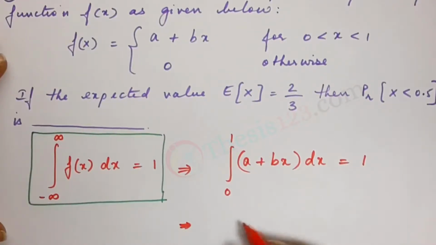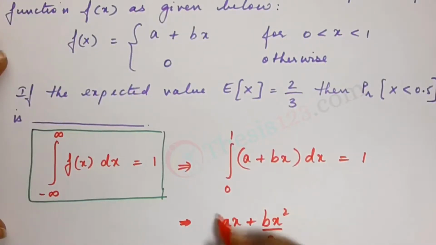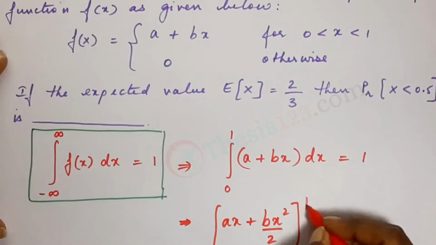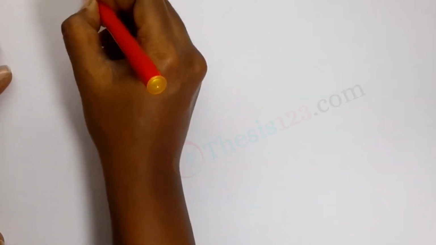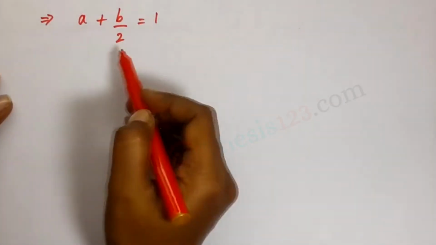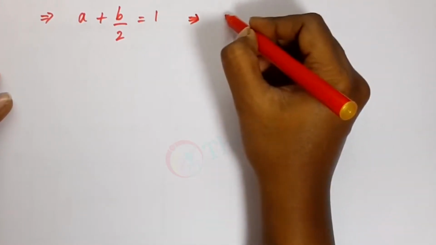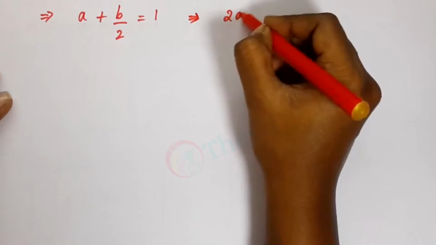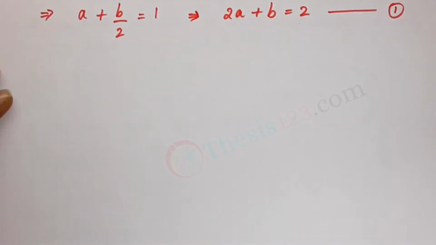Now let's integrate it. We get ax plus bx squared by 2 at the limits of 0 to 1 equals 1. Now when we substitute the values of 0 to 1, we obtain a plus b by 2 equals 1. Let's resolve this to an equation without fractions. We will get this as 2a plus b equals 2. Let's call this equation 1.